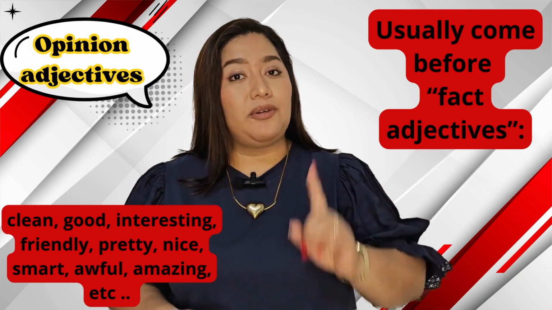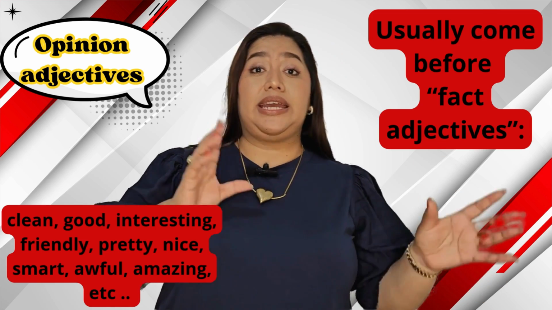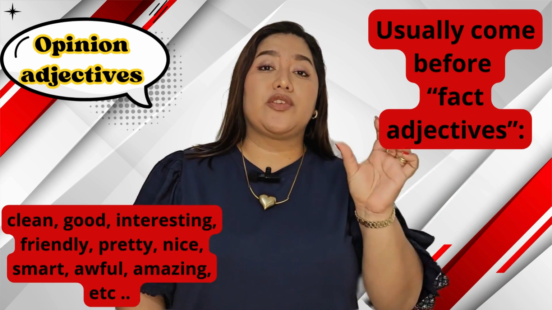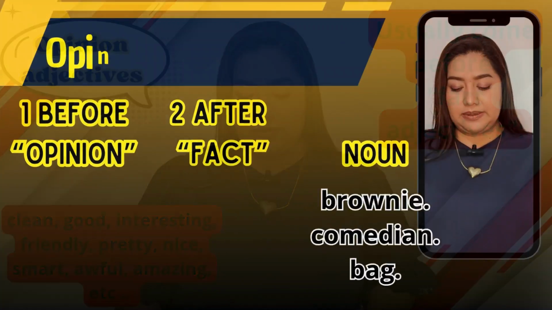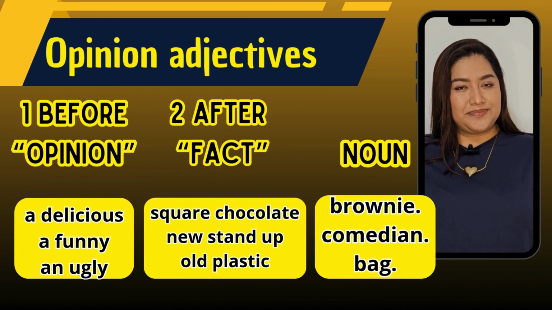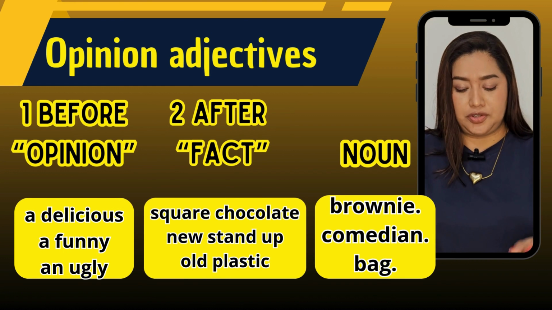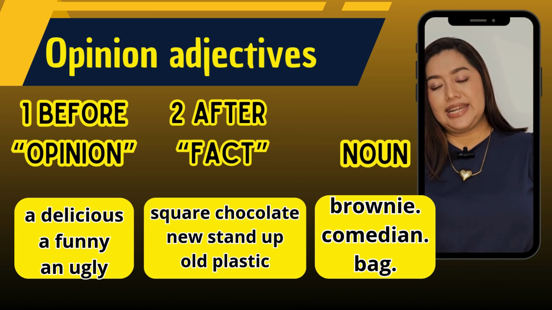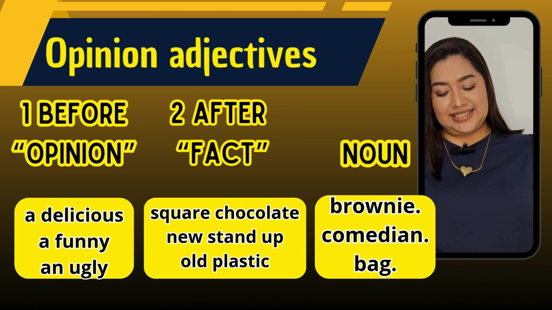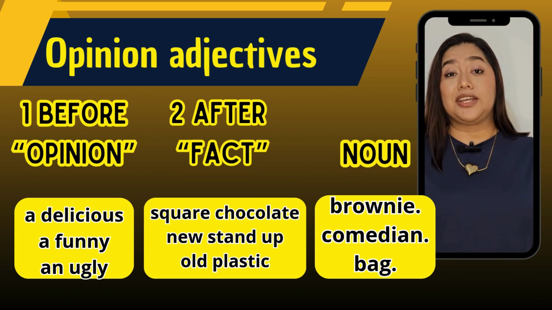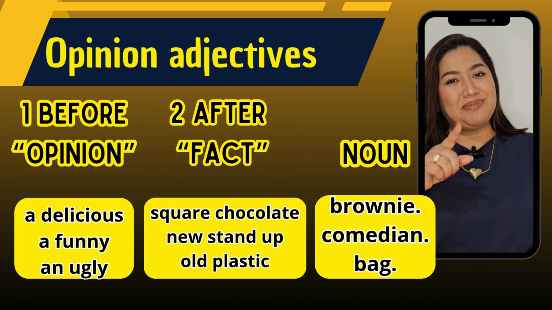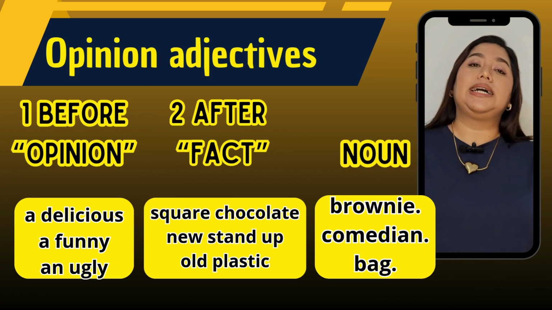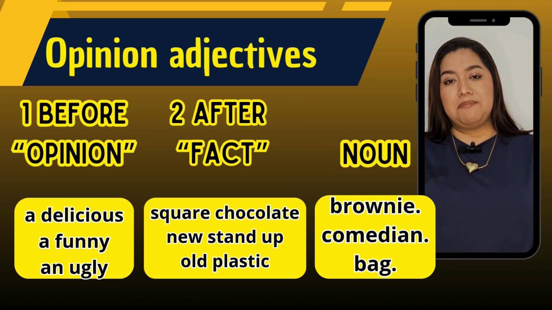So again, if you have an opinion and a fact adjective, you need to use the opinion adjective first. For example, delicious, that's the opinion. For you, it's delicious. And then the fact: square, chocolate, and the noun, brownie. Let's see the next example. A funny, new stand-up comedian. Comedian is a noun. Or an ugly, old plastic bag.